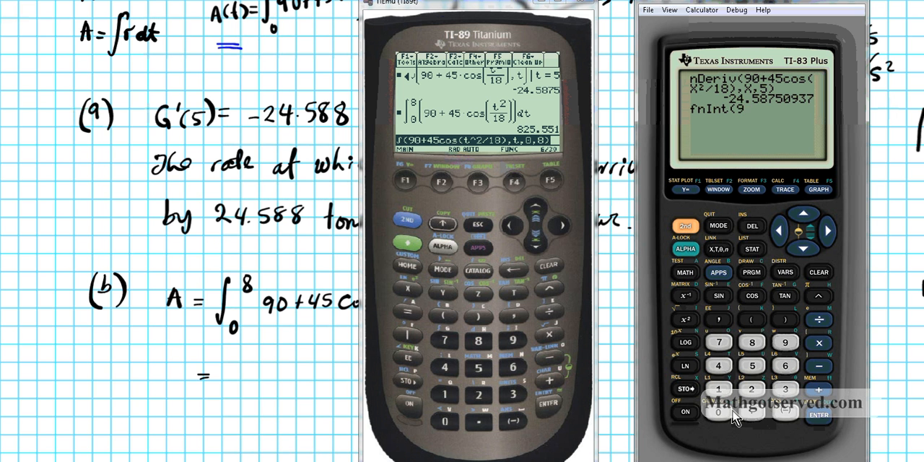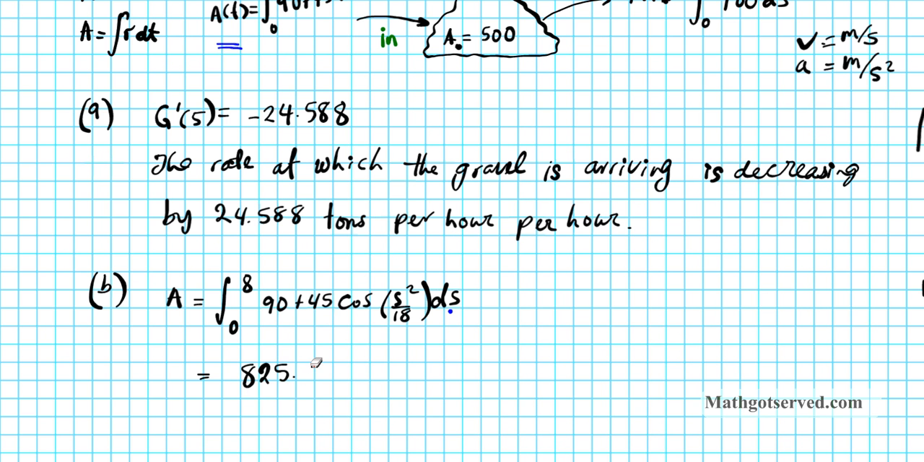So 90 plus 45 cosine, let's use x squared, the variable doesn't really matter, divided by 18. The variable of integration is x, lower limit of integration is 0, all the way to the upper limit of 8. Close that, enter. 825.551. Okay, so that's the total amount of unprocessed gravel that arrived during the work day. So let's write it down. 825.551. Okay. So let's also indicate the units. Tons. That's the total amount of gravel that arrives.